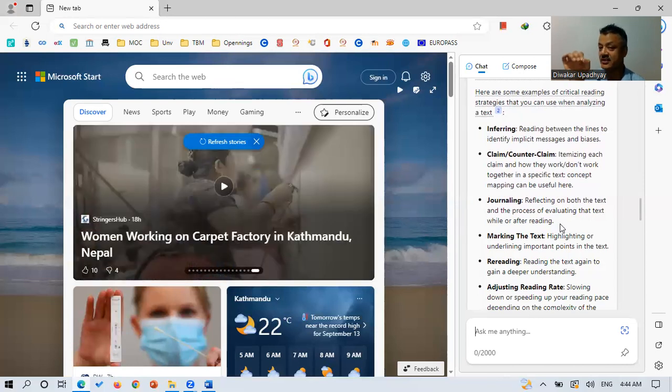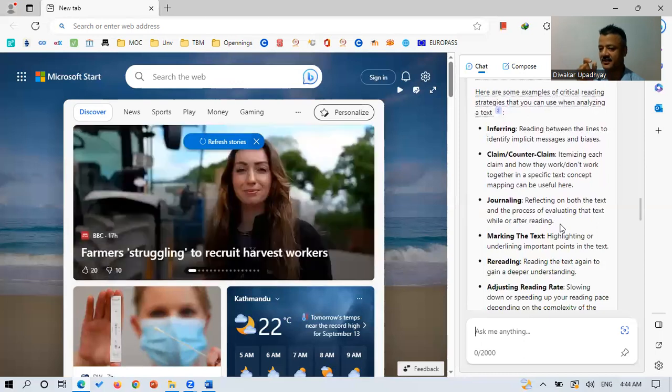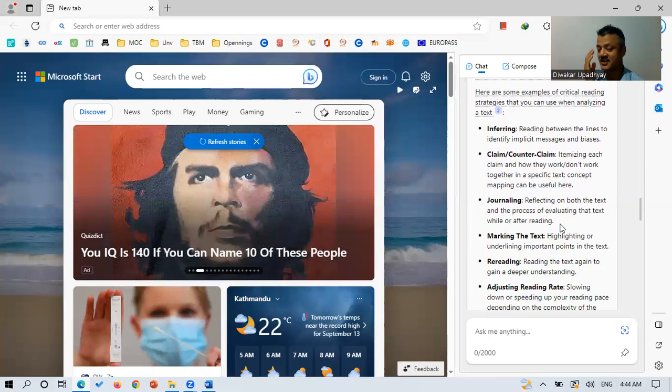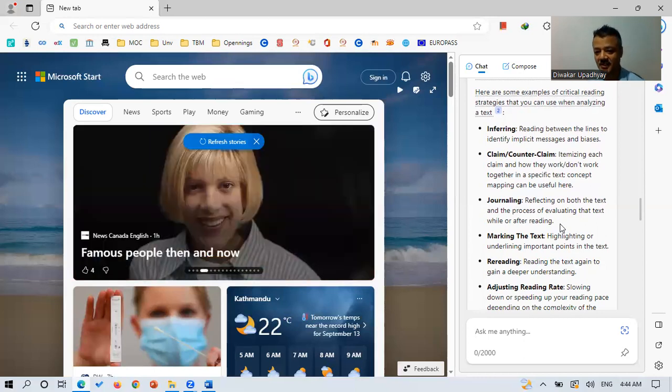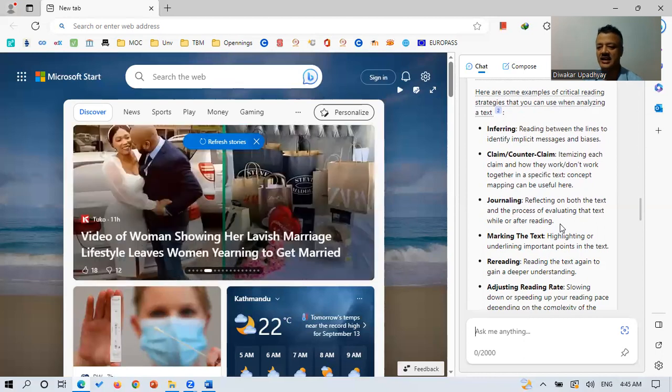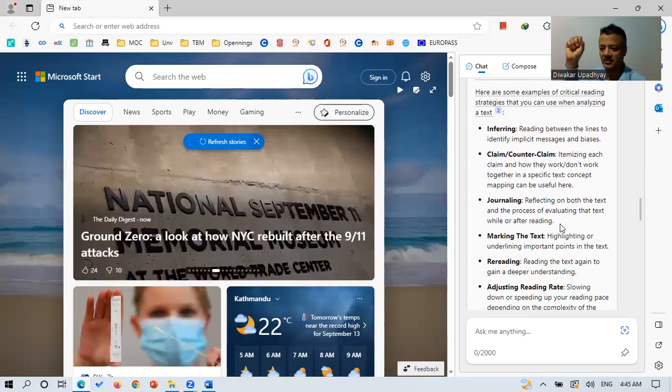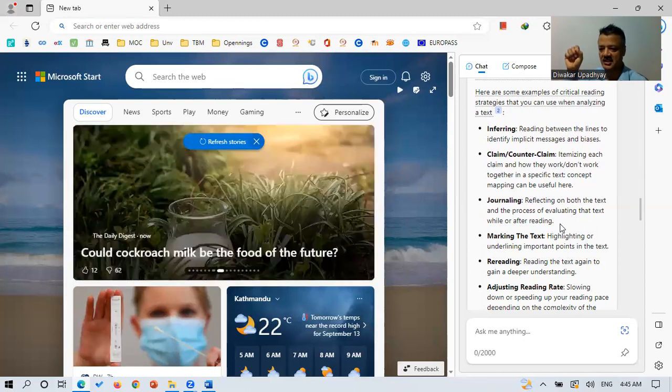Inferencing is reading between the lines, understanding what is not written there but what is being suggested, what you can understand though it is not said explicitly. Then critical reading is claiming and counterclaiming, itemizing each claim and how they work, or don't work, together in a specific text. For example, when you read a text critically, you note down the claims and assertions.